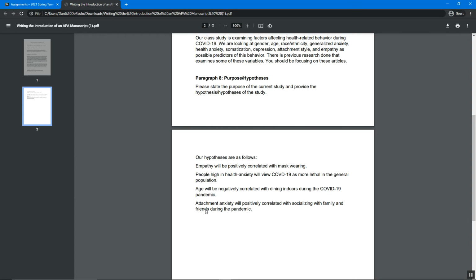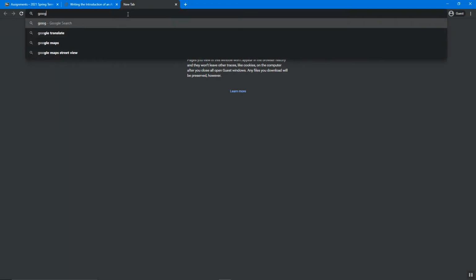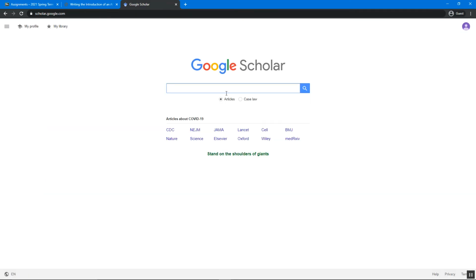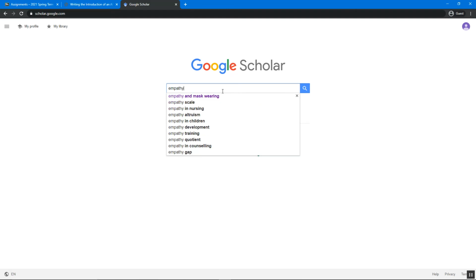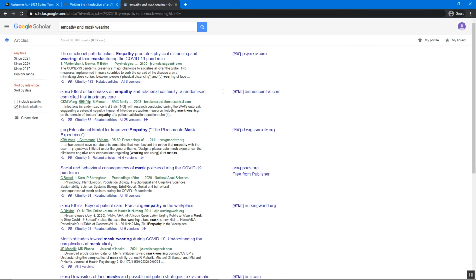And these hypotheses here, we can actually find articles based on some of this stuff. So if I'm looking for articles, let's say I want to look at empathy and mask wearing. I can very simply do that by going into Google Scholar. You could use PsycInfo too if you want. And I could put empathy and mask wearing in there. And this brings up a bunch of results.